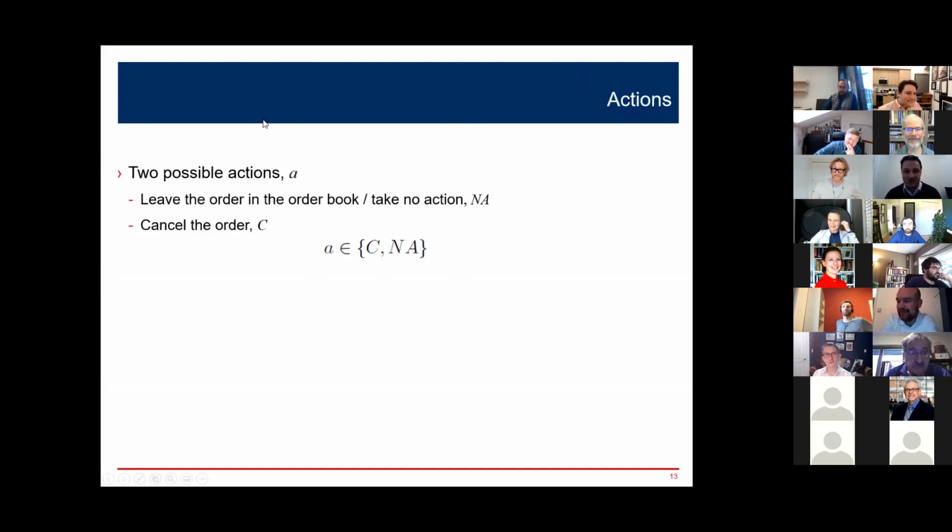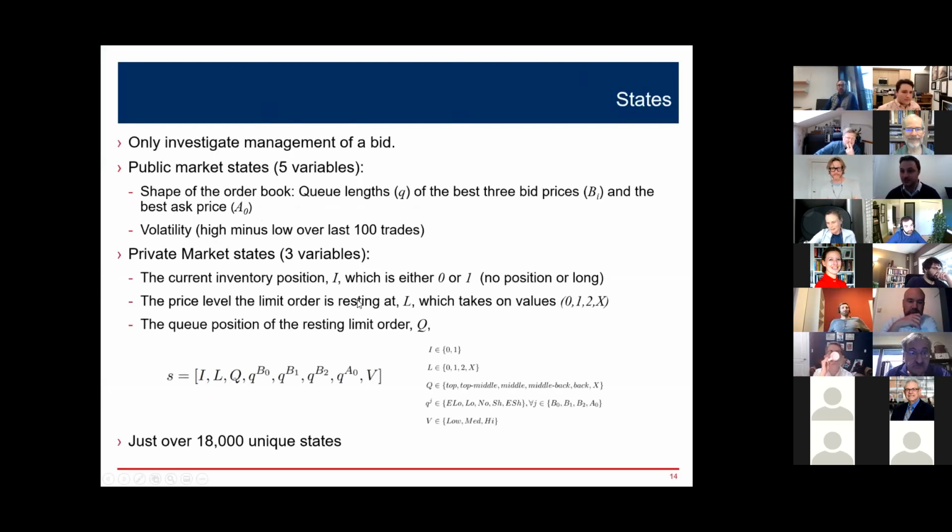Okay, so as I say, 2 actions. We're going to leave the order or cancel the order. The 2 actions available, and the states that we're going to use to define the model. I'm only going to focus on modeling an order at the bid. If you're going to solve it for an order on the offer, it's the same. It's a symmetrical problem. And just to reduce the dimensionality, I'll focus just on having an order at the best bid, 1 behind the best bid, and 2 behind the best bid. Once you go 3, 4, 5, it's all very similar.